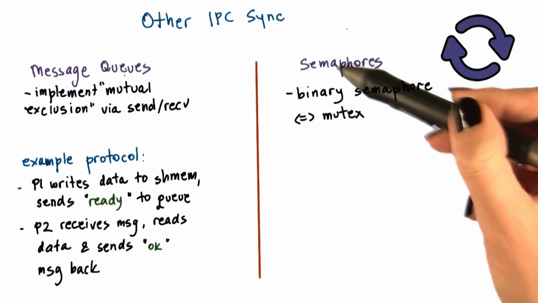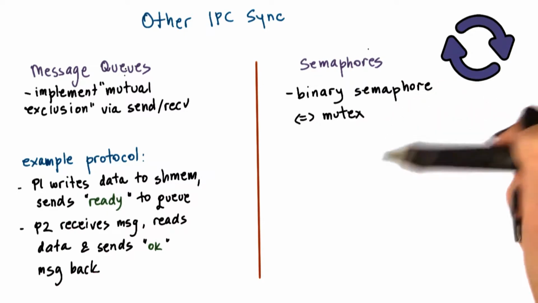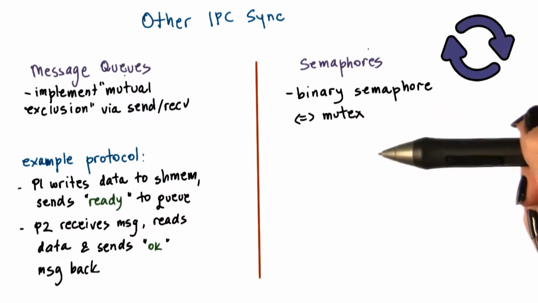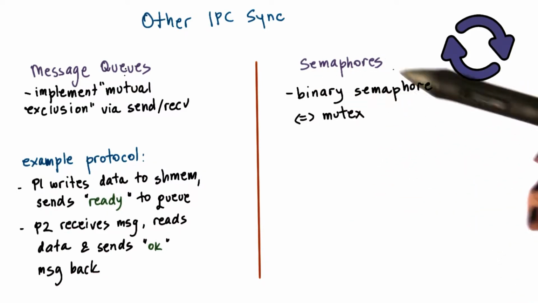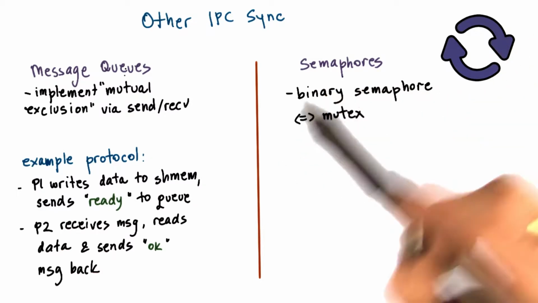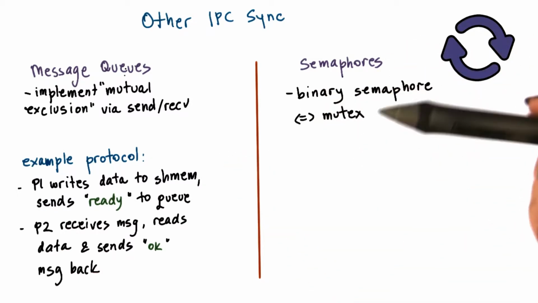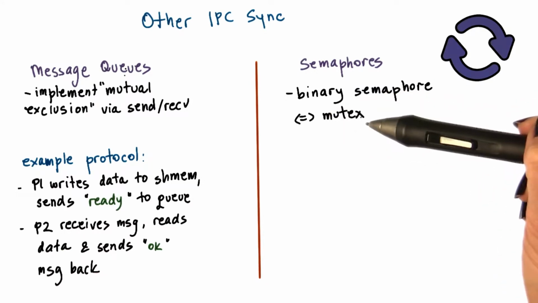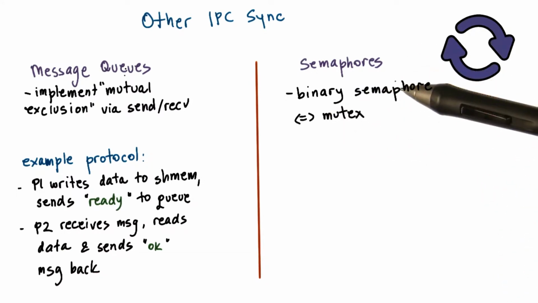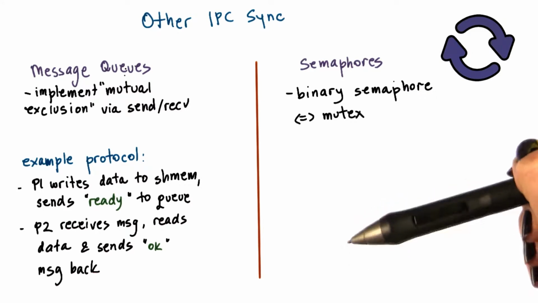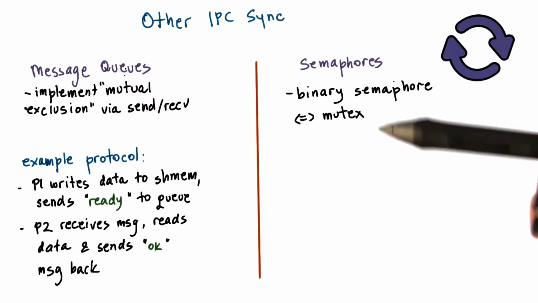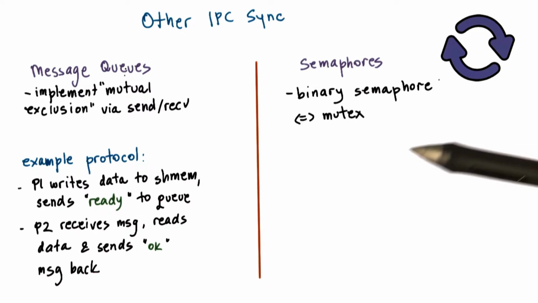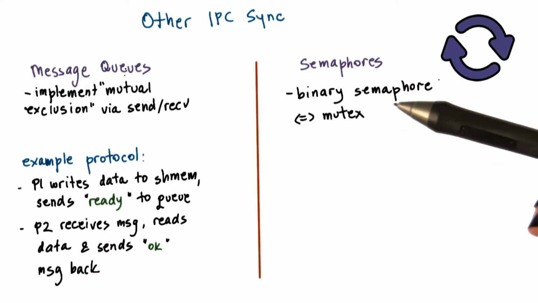Another option is to use semaphores. Semaphores are an operating system-supported synchronization construct, and a binary semaphore can have two values, 0 or 1, and it can achieve similar behavior to what is achieved with a mutex. Depending on the value of the semaphore, a process is either allowed to proceed or it will be stopped at the semaphore and it will have to wait for something to change.